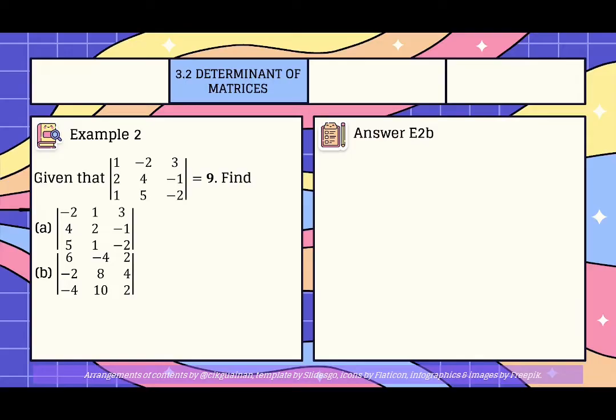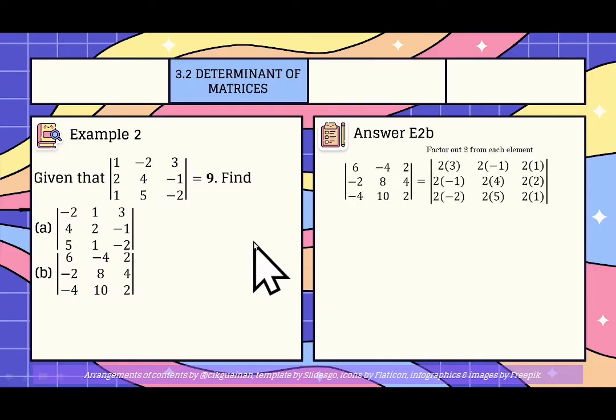Let's continue with the second one. Now, we have 6, minus 4 and 2. This is way different from what we have over here. The different numbers are because all elements in the determinant have been multiplied by a factor of 2. So we can factor out 2 from each element and put it outside of the determinant symbol. But after we put 2 outside, we have to take the power of 3.